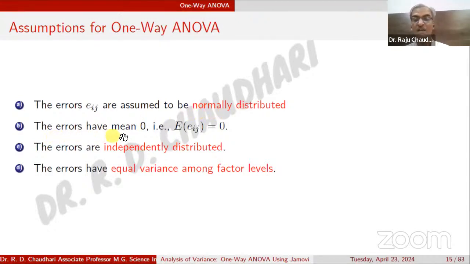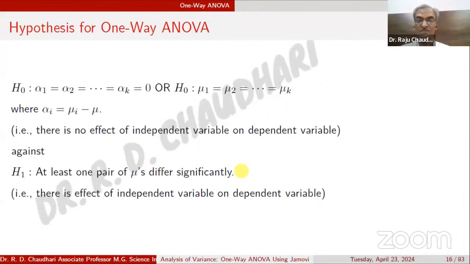Errors have mean zero. So the average error is zero. So that is the assumption, right? And errors are independently distributed. In short, the sample observations are independently selected, right? And the most important, errors have equal variances among the factor levels, right? So homogeneity must be there for the comparison of means, homogeneity in terms of the variances. So these are the assumptions, right?